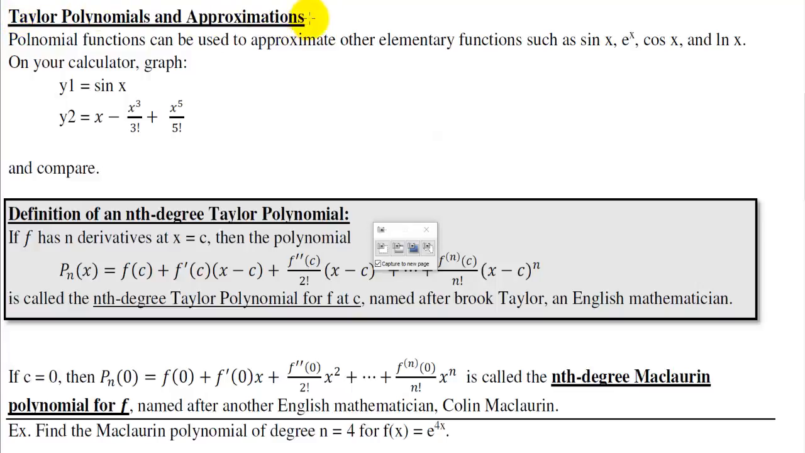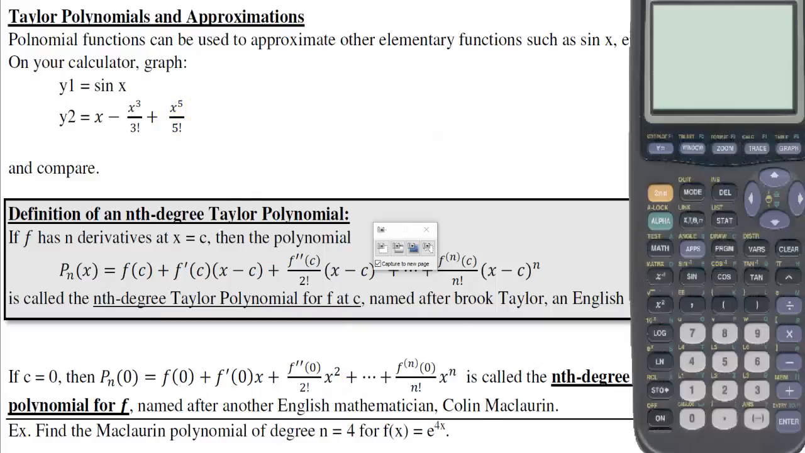Taylor polynomials and approximations. Polynomial functions can be used to approximate other elementary functions such as sine of x, e to the x, cosine of x, and natural log of x. On your calculator, graph y1 equals sine of x, and then the polynomial approximation, which would be x minus x to the third over 3 factorial plus x to the fifth over 5 factorial, and we could keep going with that with minus x to the seventh over 7 factorial, but let's just stop at x to the fifth.